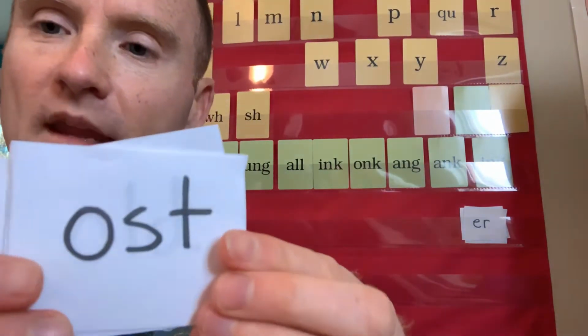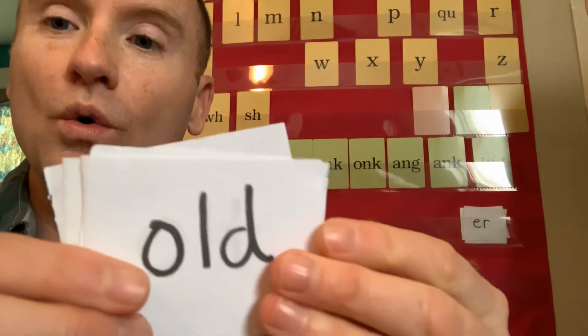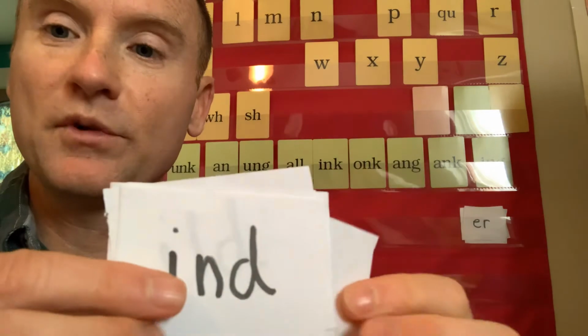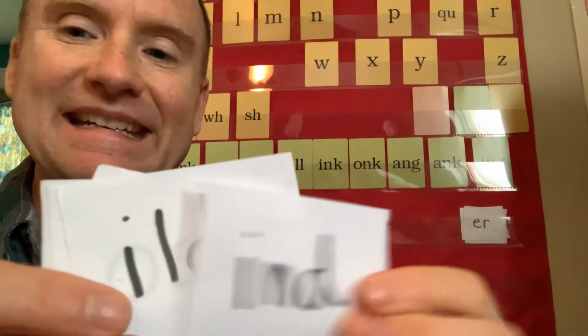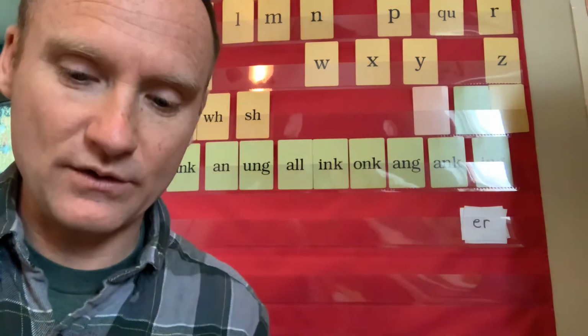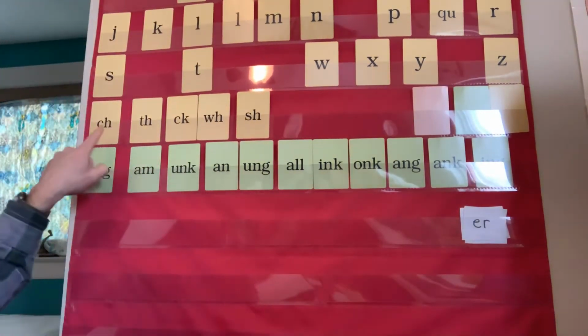Here we go. Let's just do the sound. Ost, old, olt. See if you can do it before I can. Ind, ild. Back to ost. Very good. All right, if you can look up here, let's do our digraphs.